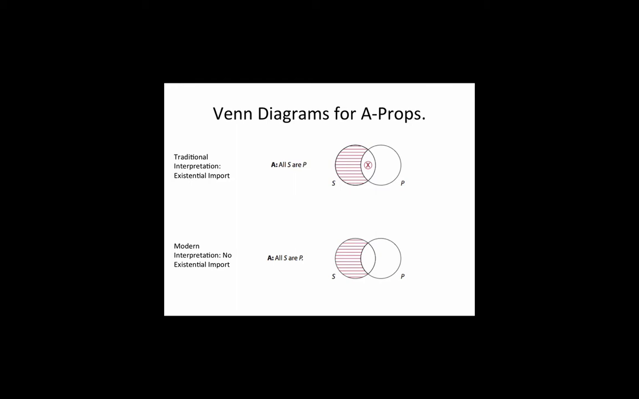And by the way, the red circle, the red X that's circled, tells us that in fact we assume there is an S. So think about it this way. When we say all dogs are animals, we assume there exists at least one member of the dog class. But now drop your eye down to the modern interpretation.